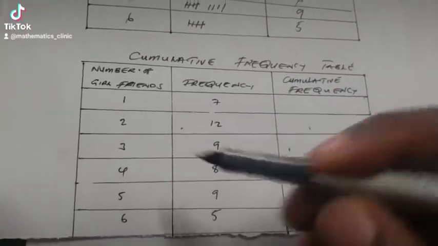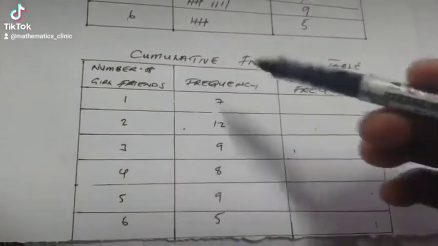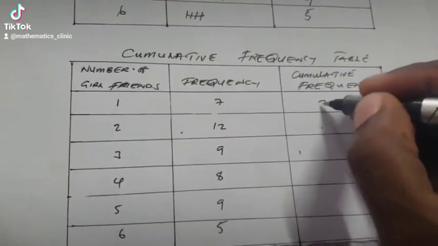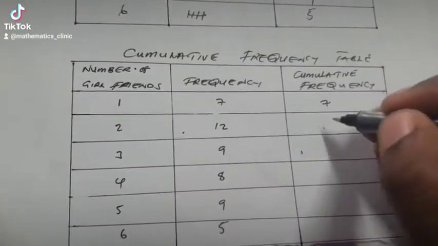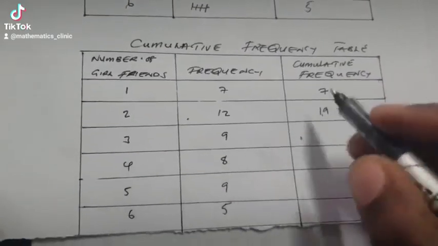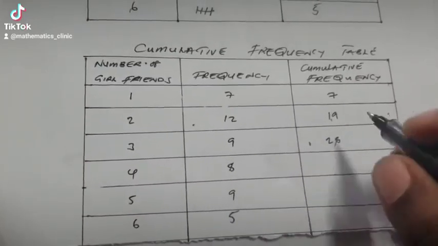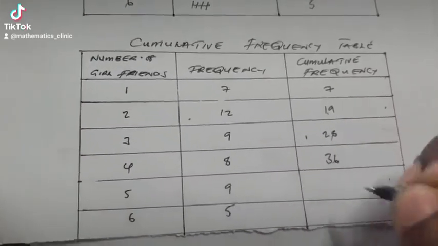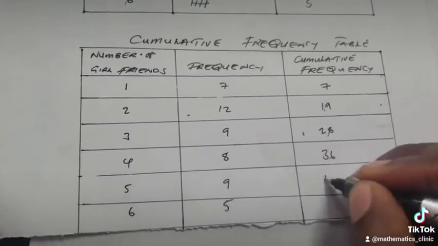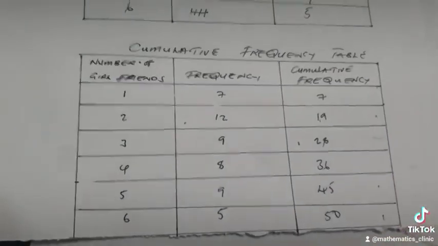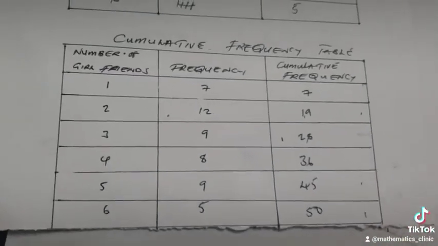To find the cumulative frequency, we have the number of girlfriends, frequency, and cumulative frequency. For the first one, we start with 7. Then 12 plus 7 is 19. Then 9 plus 19, we have 28. Then 8 plus 28, you have 36. Then 9 plus 36, you have 45. And 5 plus 45, we have 50. So that is our cumulative frequency table.